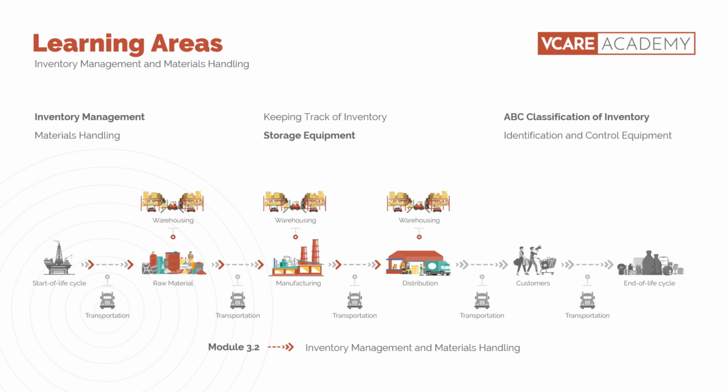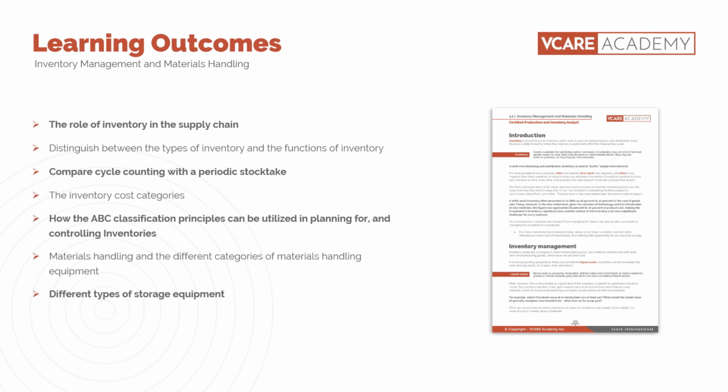Learning outcomes are concerned with the role of inventory in the supply chain, distinguishing between the types of inventory and the functions of inventory, and then comparing cycle counting with periodic stock takes, the number of inventory cost categories, and how the ABC classification principle can be utilized in planning for and controlling inventory.